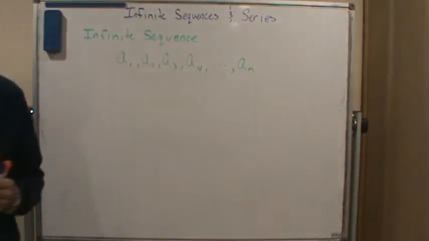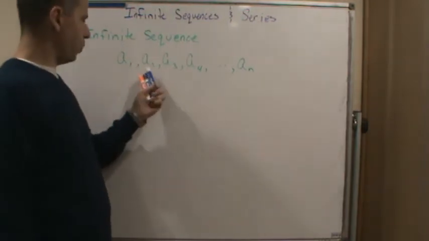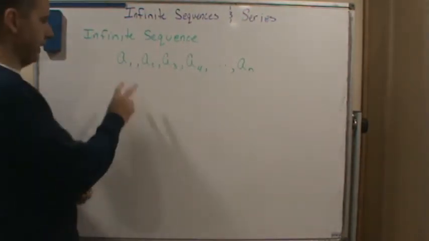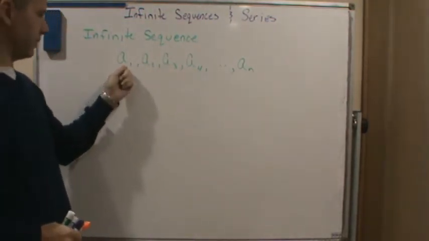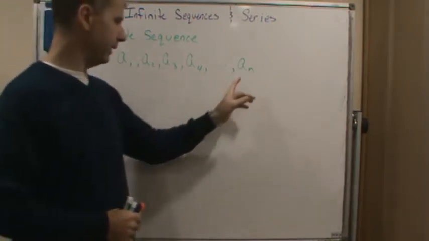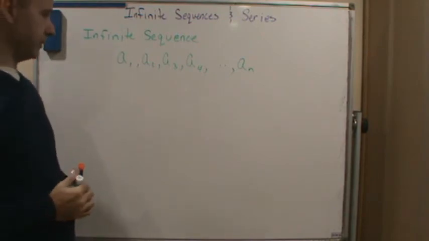Okay, so here's an ordered list, and this would be an example of a sequence. Each one of these is called a term. So each a sub n, or in this case a sub 1 and so on, is called a term of the sequence. n is called the index variable for the sequence.